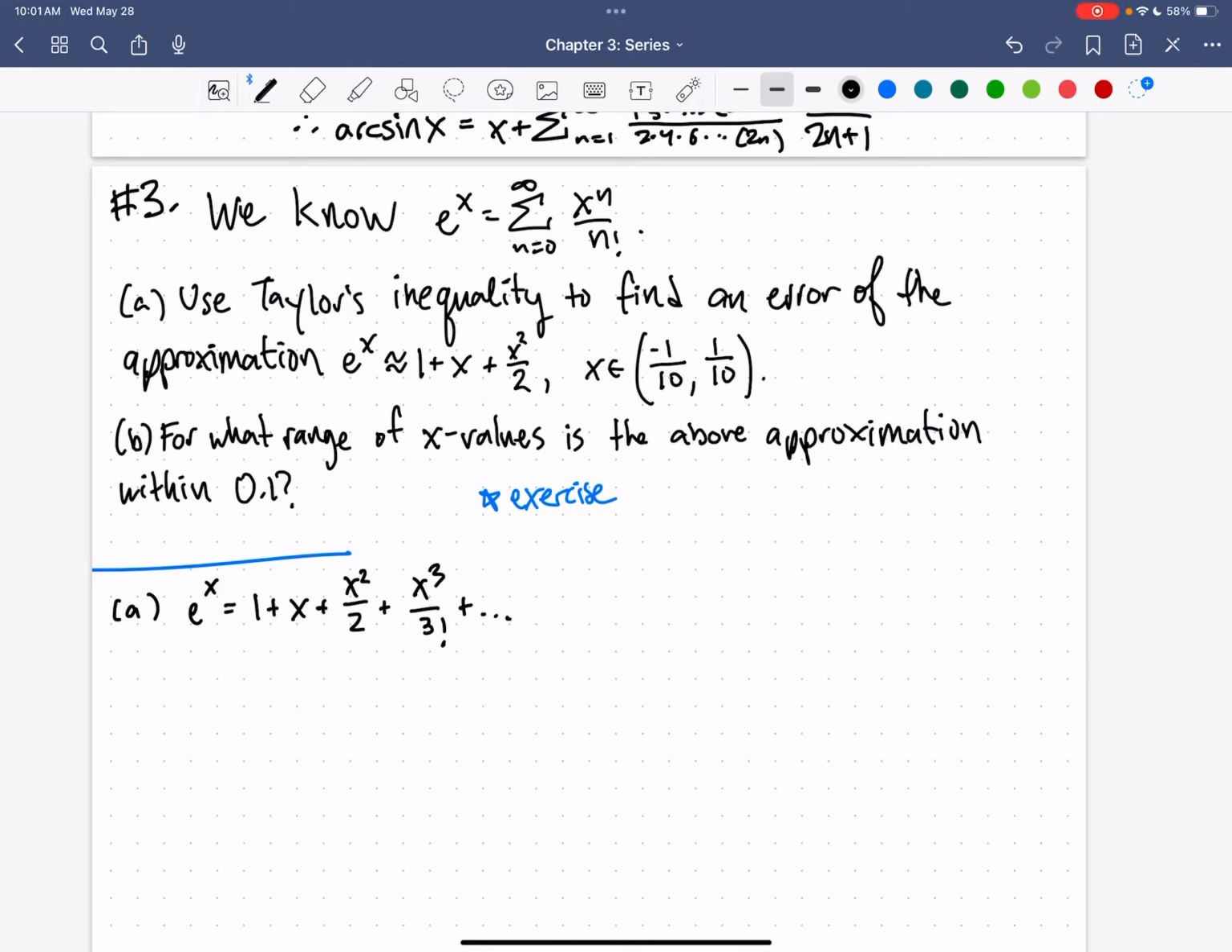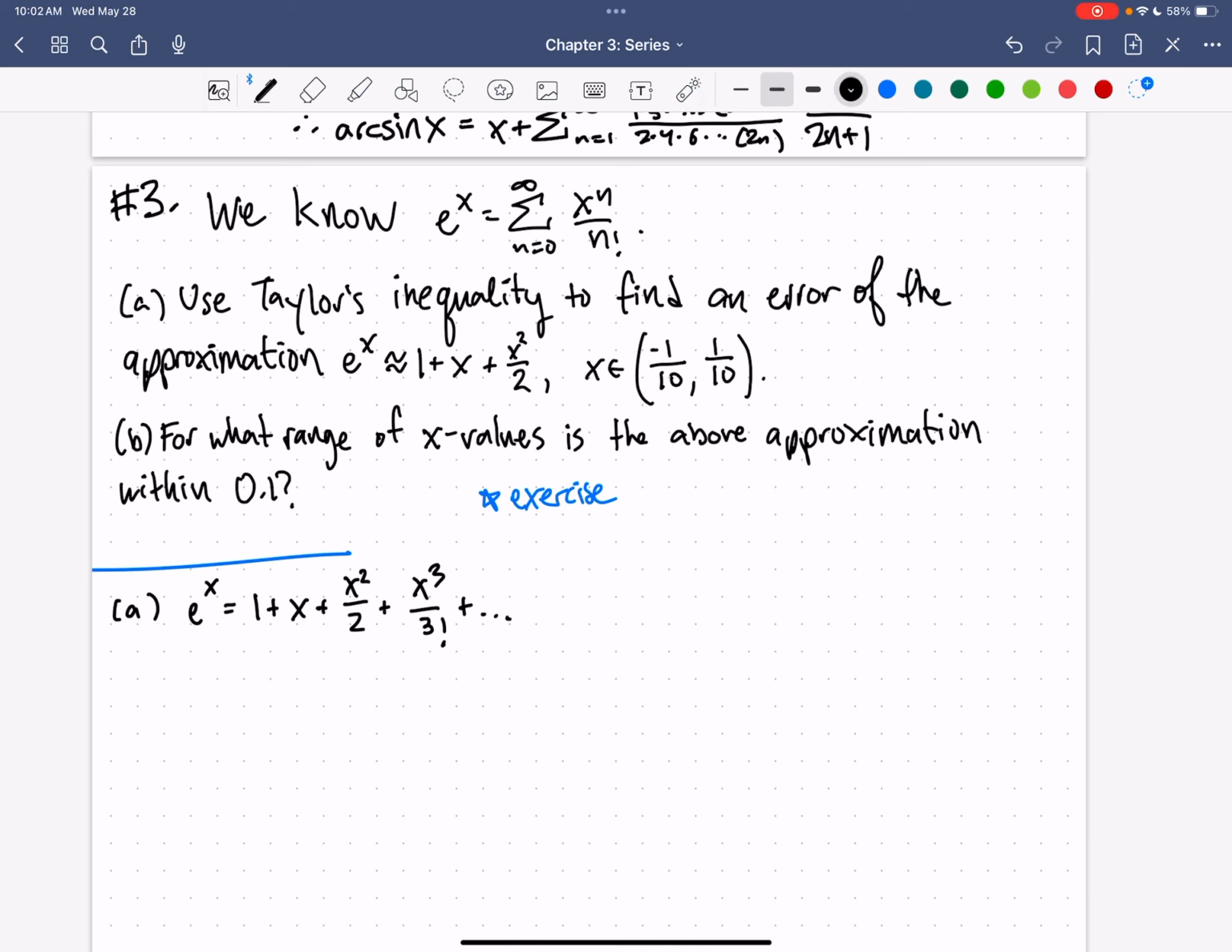Hello, I'm just going to go through these last 3 examples of chapter 3. So to start off with, we've got the reminder of the Maclaurin series for the exponential function. We want to use Taylor's inequality to see how good this approximation is if we just use these first 3 terms of the series, as long as we're only looking at x values between -1/10 and 1/10. Then we're going to see what range of x values our approximation may be good enough for within 0.1.